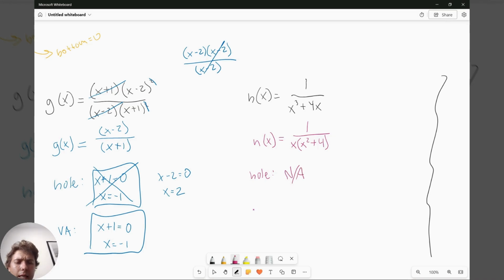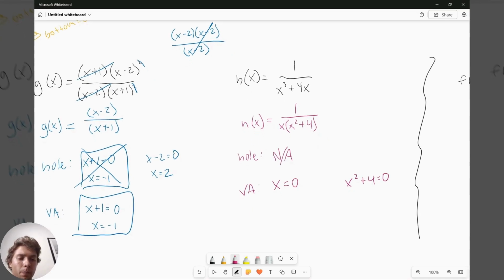Hole, it doesn't look like anything cancels when I look at this problem. But for vertical asymptotes, you need to take all of your different parts that are multiplying, right? Usually it's different parentheses, and we set each of those equal to 0. In this case, though, I just need to separate it again and set each part equal to 0. It's just weird in this case because there is an x, and people get confused by that for some reason. But the x does get set equal to 0 as well.